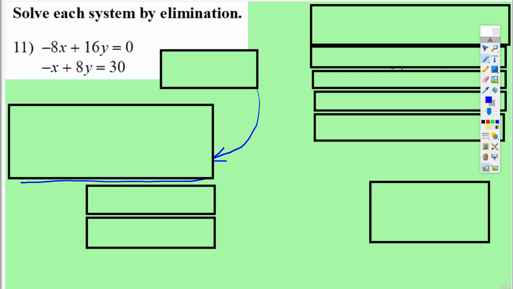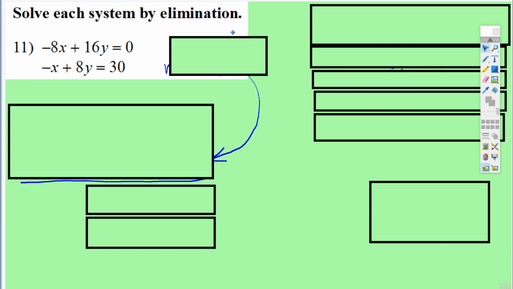I'm going to choose the x's. So what I would do is, if this were also negative 8x, or if this were positive 8x, there's two different ways you could do it. If this were negative 8x, then I could subtract, and negative 8x subtract itself would equal 0. So that's what I'm going to do.